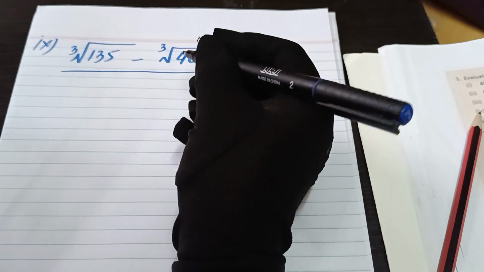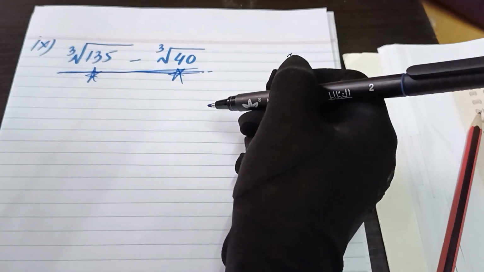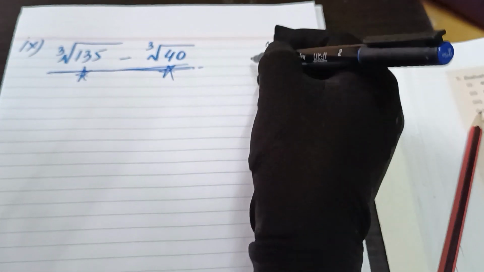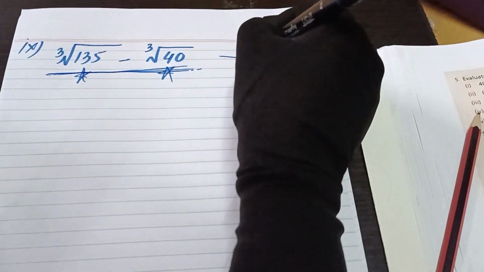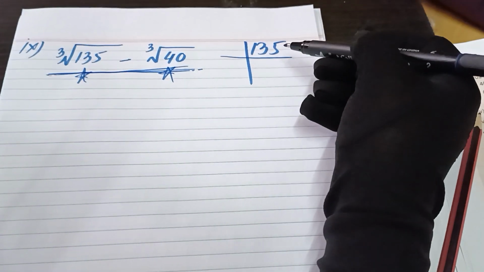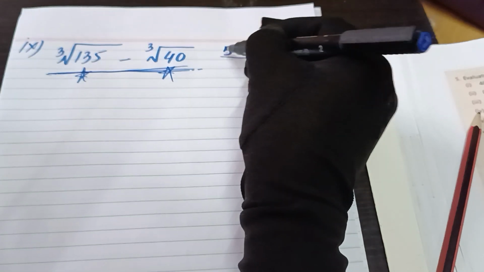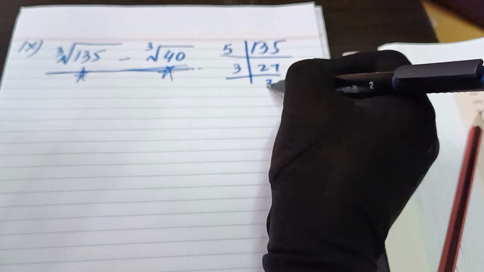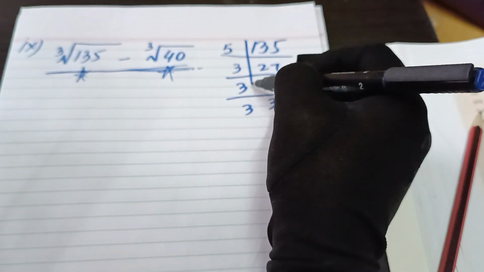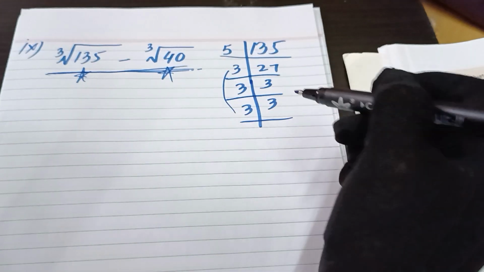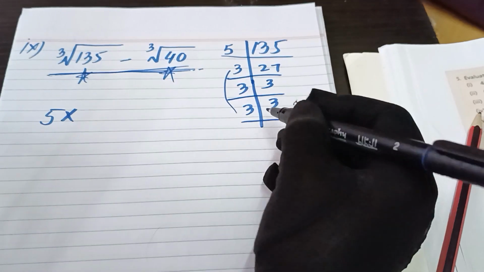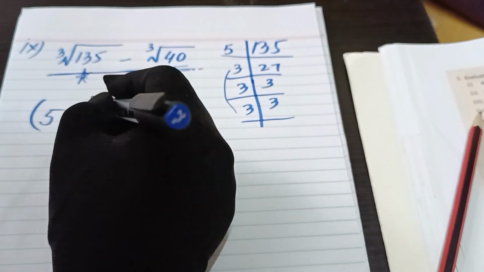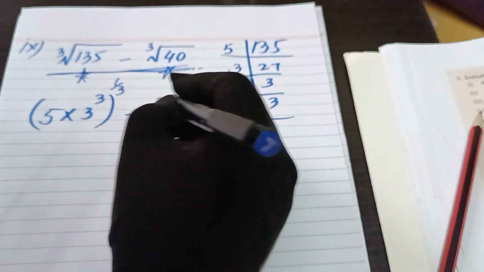This is the next 9th part, and can also be solved in the same way as solve this and then solve this term. 135, if you will factorize in simplest way, 5 is there, so it can be divided by 5. 5 2s are 10, 5 7s are 35, and 27, 3 power 3 as factor. 5 single and 3 cube. External power is 1 by 3.